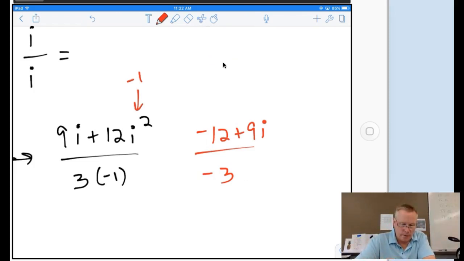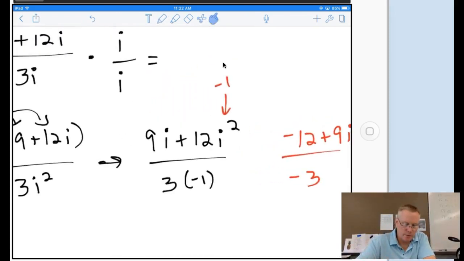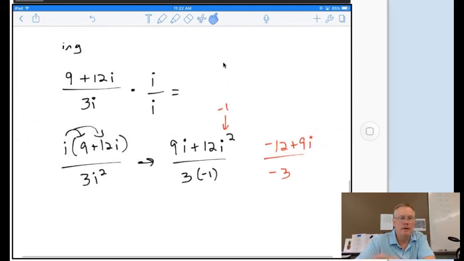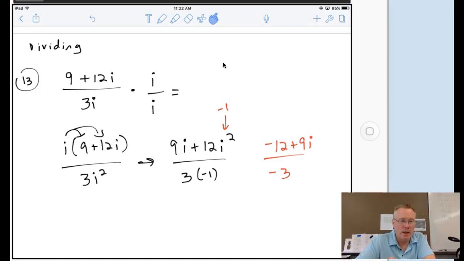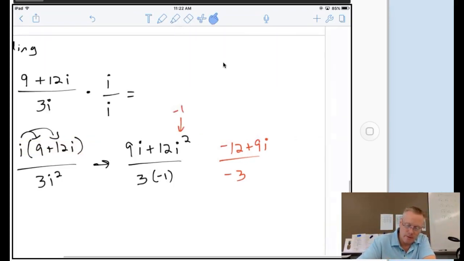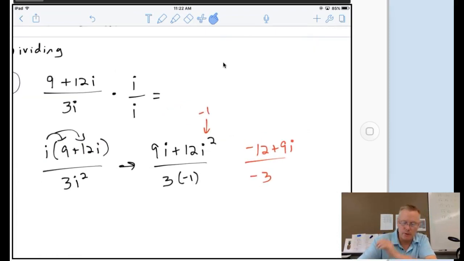Let me zoom out for a second so I can show you where I'm at. I multiplied top and bottom by i, and then I did distributive property with the i and the 9 plus 12i, multiplied it out, got 9i plus 12i squared over 3 times -1. I don't have too many issues with this, but if you're looking at the answers in the back of the book, they usually don't have that negative number in the bottom.